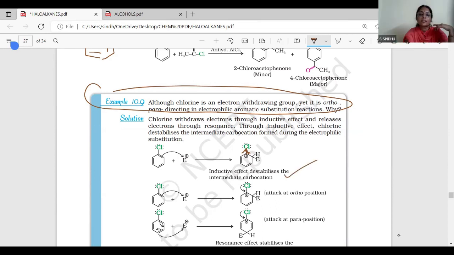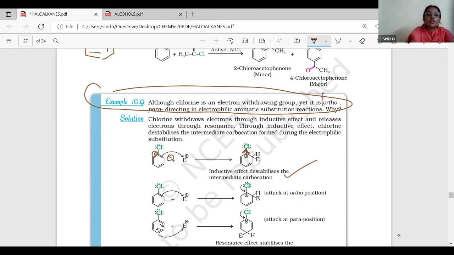Inductive effect, that is the reason it destabilizes the intermediate carbocation. So when it attacks here, this one becomes negative, positive. So you're having an intermediate carbocation formed, which will be destabilized due to the electron withdrawing effect.